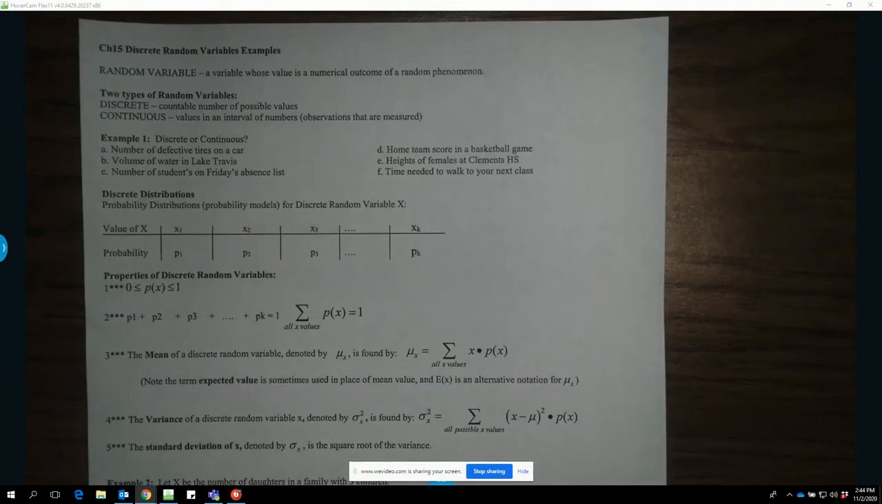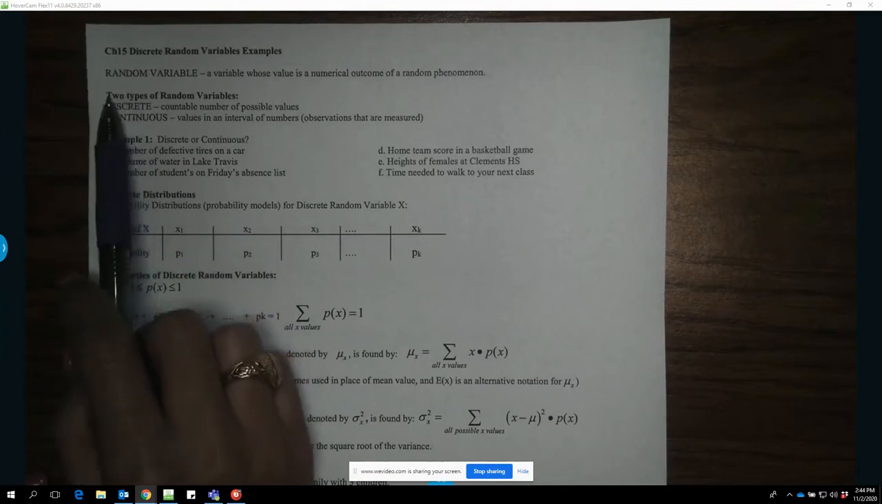Okay, so today you're going to be learning about Chapter 15. You can use your book if you need more examples or more practice problems. Here's some definitions you should know about Chapter 15.